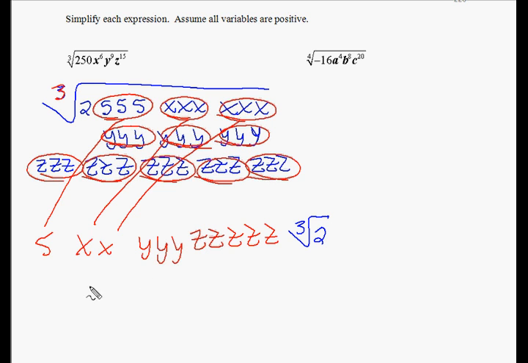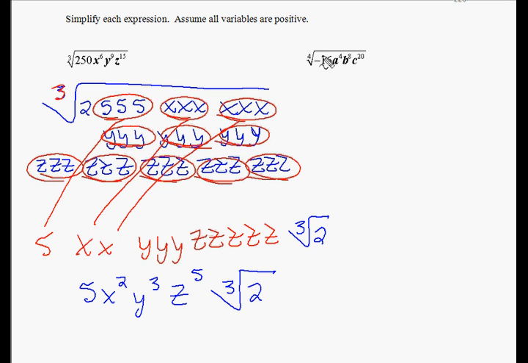So we write this answer, 5x squared, y to the third, z to the fifth, times the cubed root of 2. And if you leave out the index, I will have to take off some points because it has to be the cubed root of 2, not the square root.